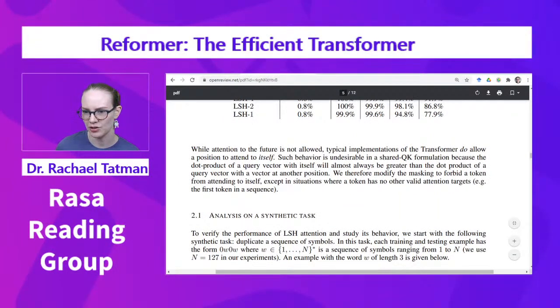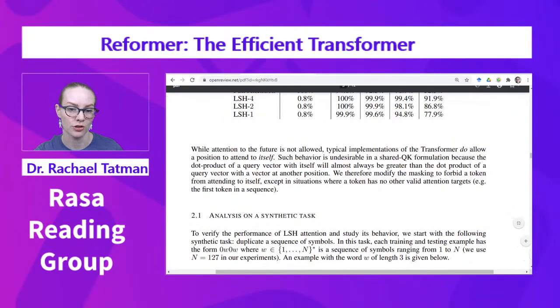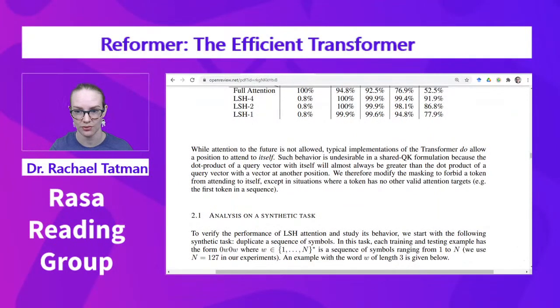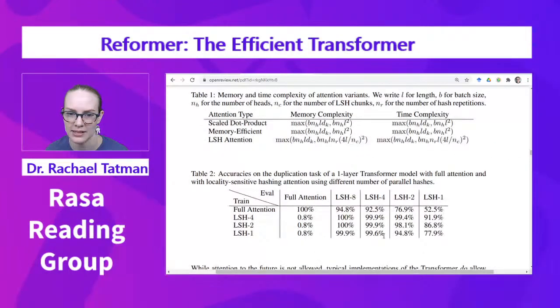While attention to the future is not allowed, typical implementations of the transformer do allow a position to attend to itself. Such behavior is undesirable in a shared-QK formulation because the dot product of the query vector with itself will almost always be greater than the dot product of a query vector with a vector at another position. We therefore modify the masking to forbid a token from attending to itself, except in situations where a token has no other valid attention targets, e.g. the first token in a sequence. That seems reasonable.